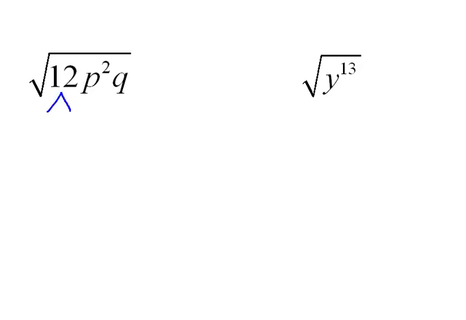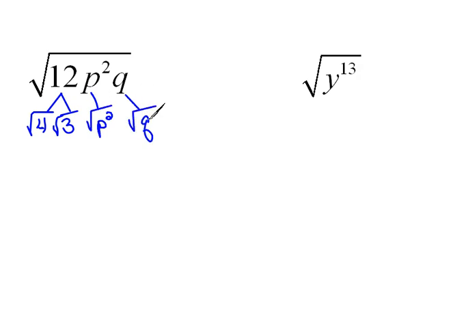So I need to think of two things that multiply together to get 12. One of them should be a perfect square. So 12 could be broken down into 4 times 3, and now we could take the square root of each one of those. That's kind of using that reverse product rule there. Now we could also separate out our p squared and our q. So I'm going to go ahead and separate each one of those.